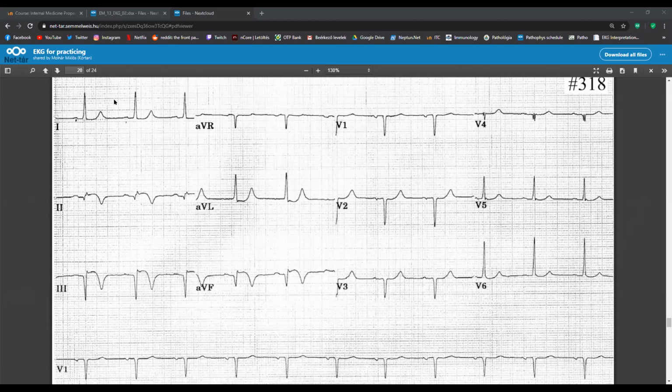In lead number 1, it is positive. In aVF, it's negative, so it's left deviated. Lead number 2 is also a bit negative, so it's an extreme left deviation. It should be between -60 and -90 because aVR is also negative. But if it's negative, it's between -30 and -60. If you had positivity in aVR, that could be -60, -90. So it's extreme left deviation between -30 and -60 degrees.